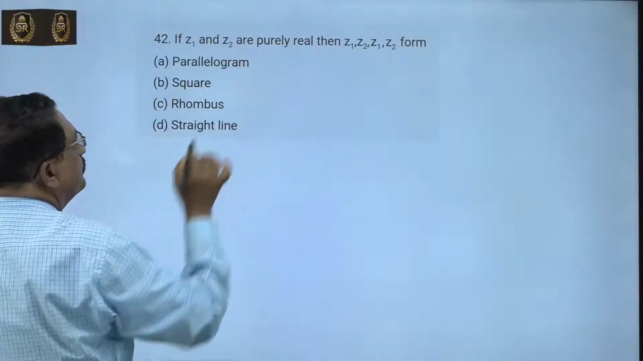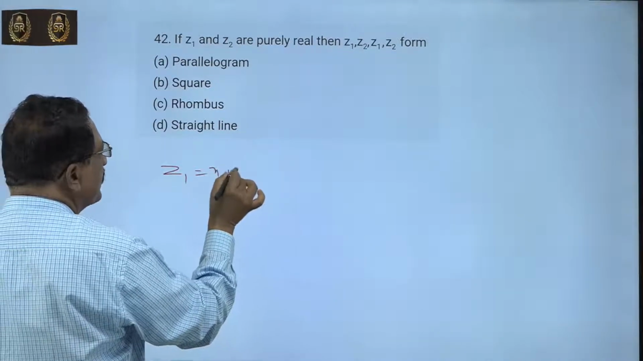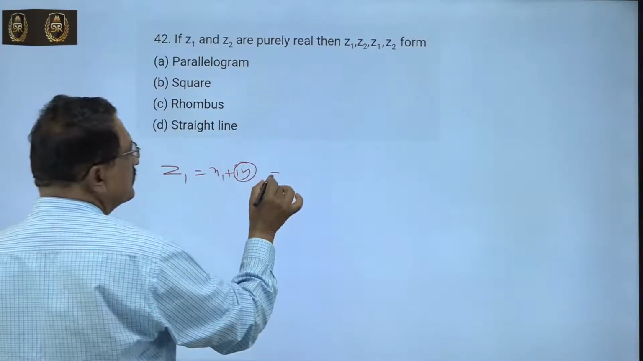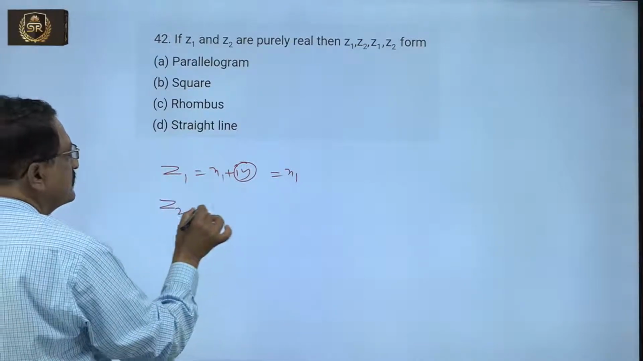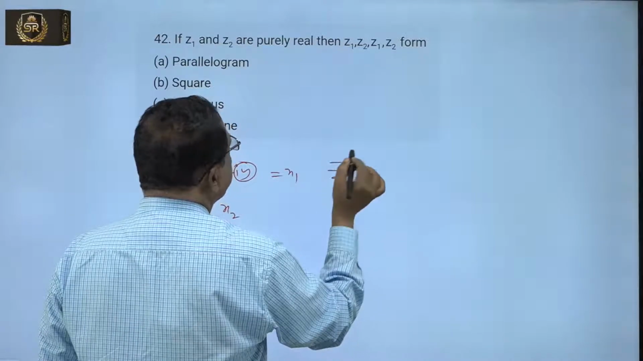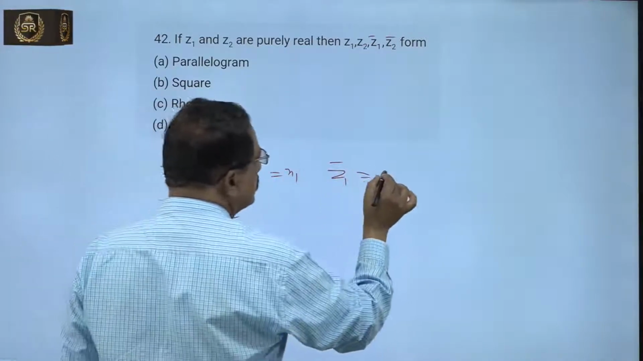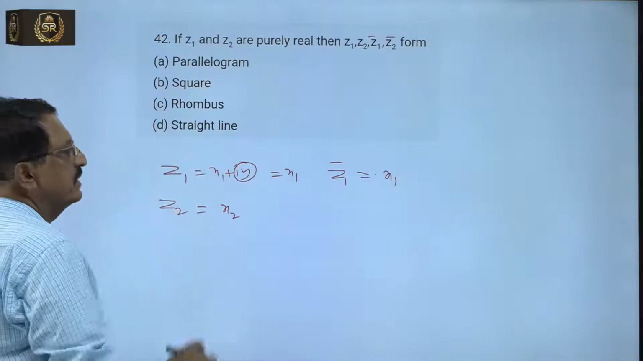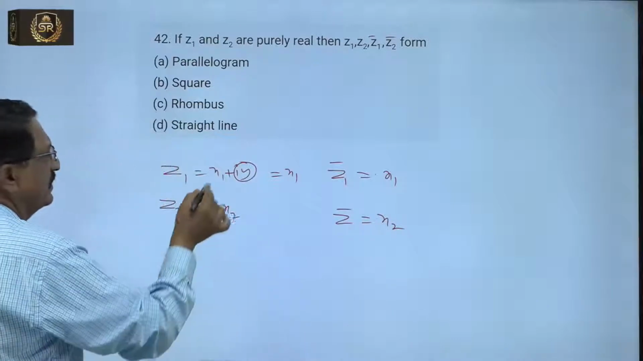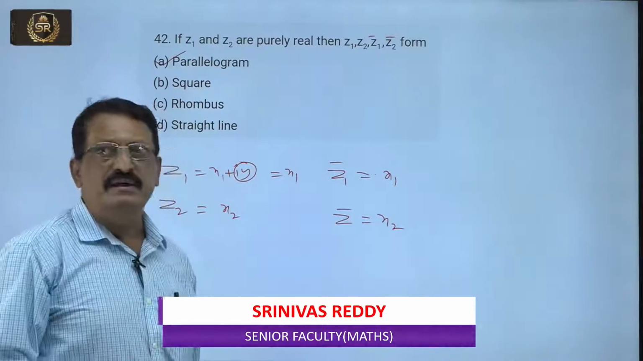Next, Z1 and Z2 are purely real. Now let Z1 equal x1 plus iy1, but it is purely real, so the imaginary part equals 0, which means only x1. Similarly Z2 equals x2. Now what is Z1 bar? Z1 bar equals the same x1, because the imaginary part is 0. Z2 bar is also x2. Now if opposite sides are equal, then it forms a parallelogram. Compulsorily it is a parallelogram.